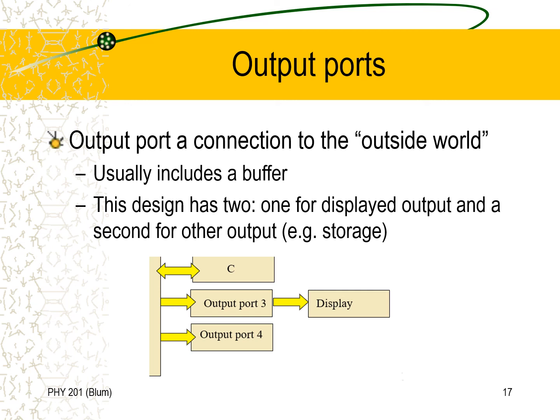If the display displayed it as quickly as the processor processed it, we would never see it. Our eye can't take in the information that fast. And then we have a second output port, just in principle, that we might want to send things out other than to display, for instance, to storage.